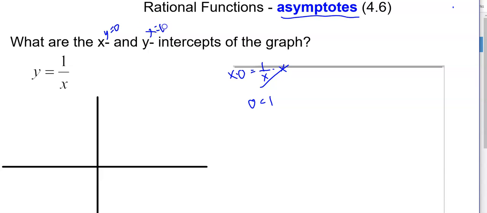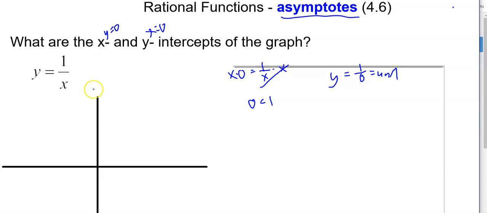Plug in x equals 0 to find the y-intercept. So that would be y equals 1 over 0, which is undefined. It doesn't look like there's any y-intercept. So this graph somehow doesn't cross any of the axes. It doesn't cross the x or y axis.